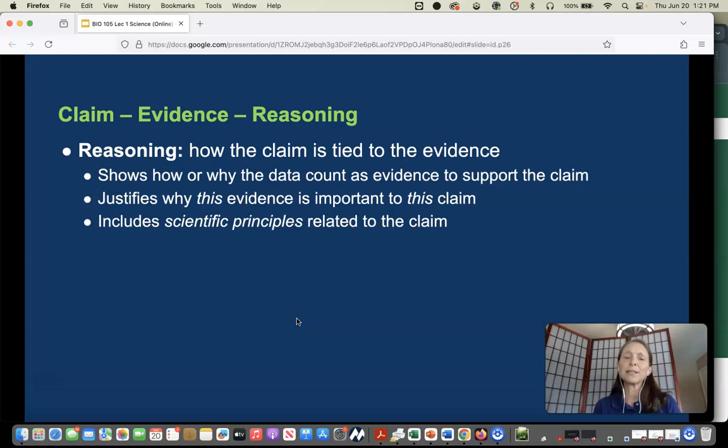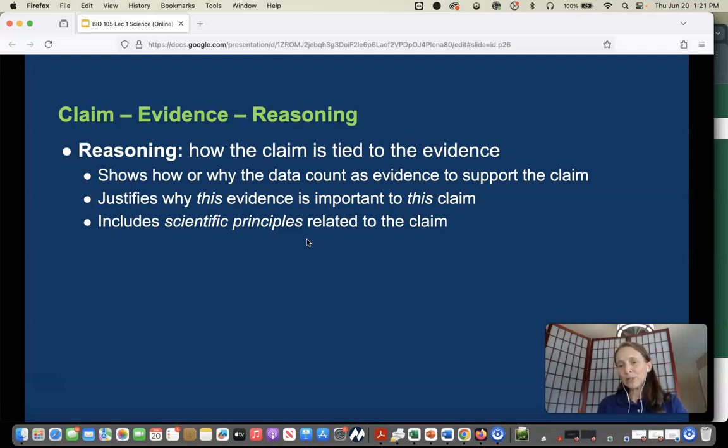And then based on that information, again, we can come up with the last step in this process, which is reasoning, how the claim is actually tied to the evidence. So when you're reasoning, you're going to show how or why the data count as evidence to support that claim. This is going to justify why this evidence is important to this claim, okay?